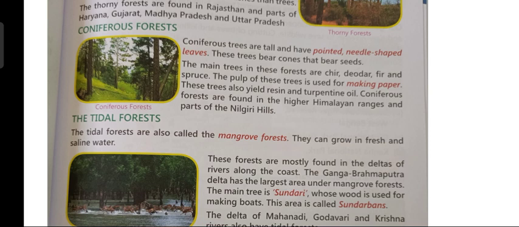Now, the examples of trees of coniferous forests are cheer, deodar, fir and spruce. All these are the main trees in these forests. Now children, the pulp of these trees is used for making paper and they also provide us with resin and turpentine oil. And lastly, children, where are these forests found in India? In India, they are found in the higher Himalayan ranges and in some parts of the Nilgiri hills. So, in these areas, coniferous trees are found.